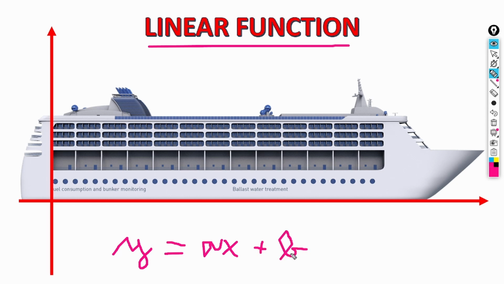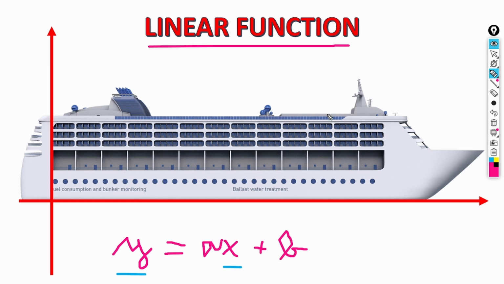And what are these letters? Y is the output value, X is the input value, and A is the slope, how much the function is increasing or decreasing. B is the intercept, like the starting point from which the function starts.